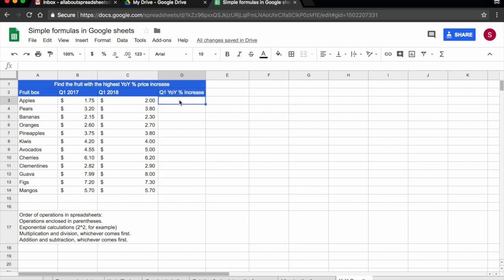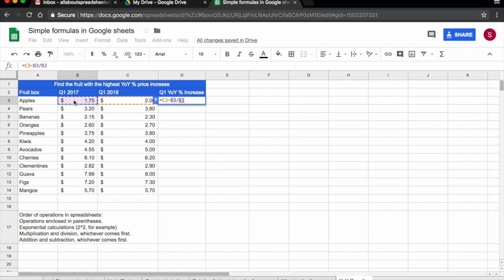So I'm going to show you two ways of calculating that. Let's go with the first. So as always, I'm going to start my formula with an equal sign, so equals. And what I'm going to do here is the new number, so the new price, which is Q1 18, minus the old price, so the price that I paid last year. And I'm going to divide it by the old price.